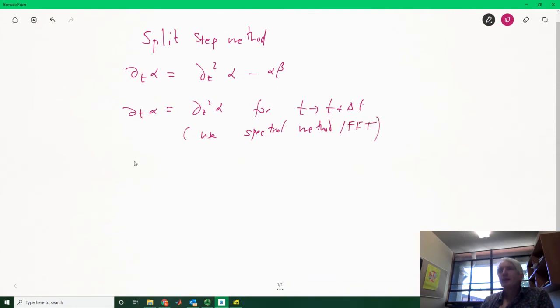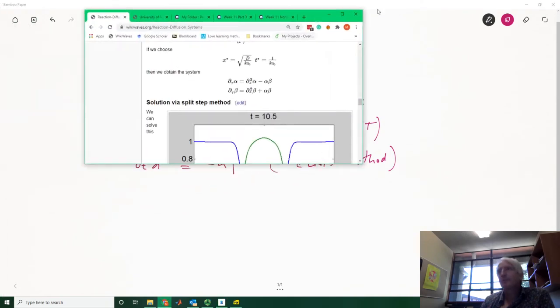And then the next step, we solve dt alpha is equal to minus alpha beta. And we then use something like an Euler step. We can try and be more sophisticated, but you never gain an enormous amount by refining the method. So we solve that by Euler step and we alternate it. And we can produce a solution. And here's a picture of the solution here by that split step method.